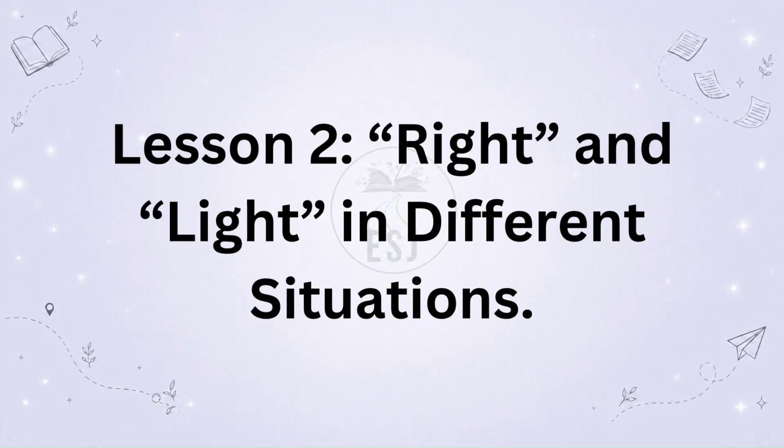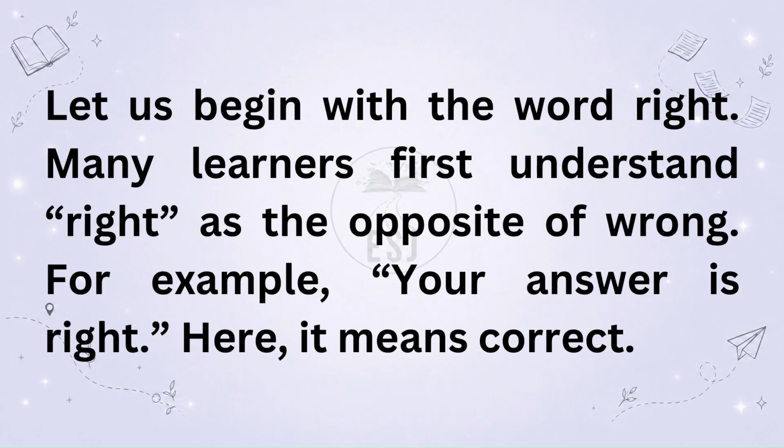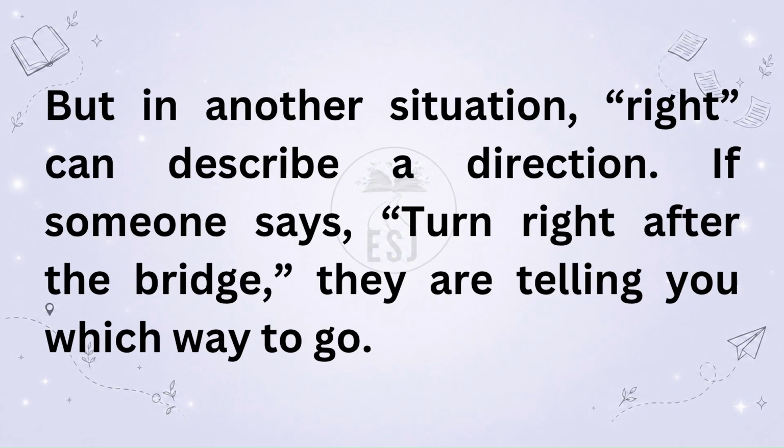Lesson 2. Right and light in different situations. Let us begin with the word right. Many learners first understand right as the opposite of wrong. For example, "Your answer is right." Here, it means correct. But in another situation, right can describe a direction. If someone says, "Turn right after the bridge," they are telling you which way to go.